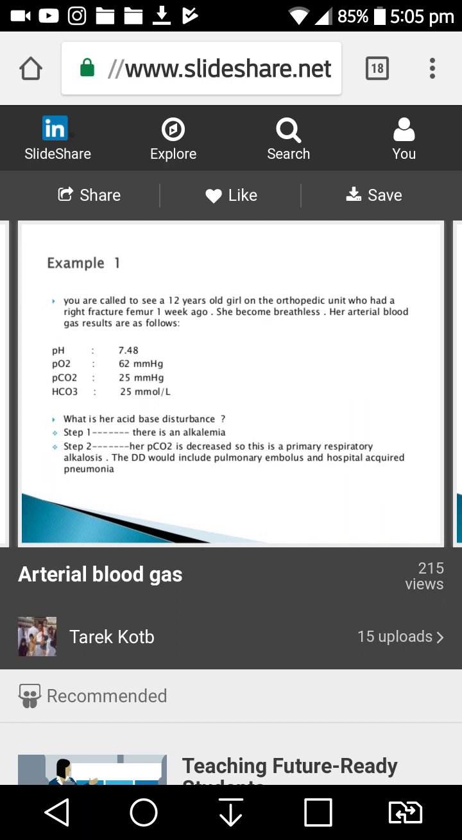more than 7.45. If you look to the PO2, this is arterial, 62 is acceptable. You look to the PCO2, it is low because you know the normal range is 35 to 45, and bicarb is 25, which is normal. So you have here respiratory alkalosis. Causes of respiratory alkalosis would include pulmonary embolus or hospital acquired pneumonia, or a patient who is too tachypneic may develop respiratory alkalosis.